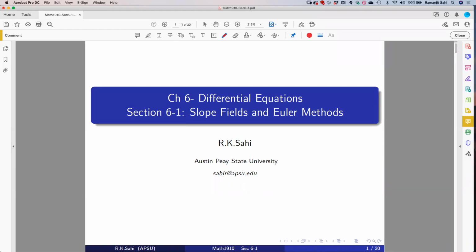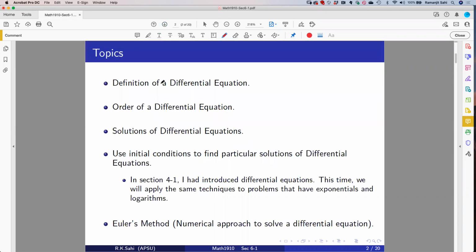Hello, everyone. Today, we'll be starting with differential equations. If you recall, when we started integration, we talked about how to solve a differential equation using an analytical approach. Once again, I'm going to start in this lecture with the definition of a differential equation, the order of a differential equation, and finding solutions of these differential equations.